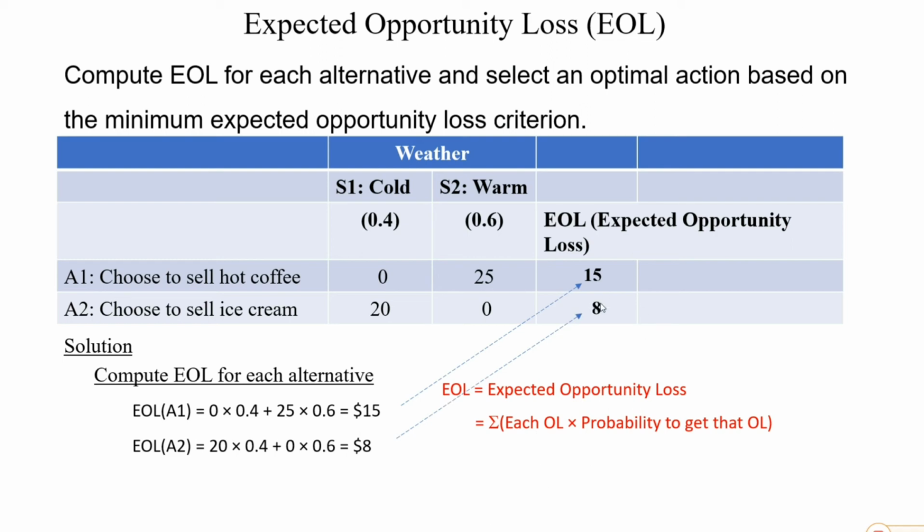So the minimum opportunity loss is 8. To get this minimum opportunity loss, one has to sell ice cream. So one has to do action A2. Opportunity loss is the value which one doesn't desire. Therefore, one should choose the minimum opportunity loss.